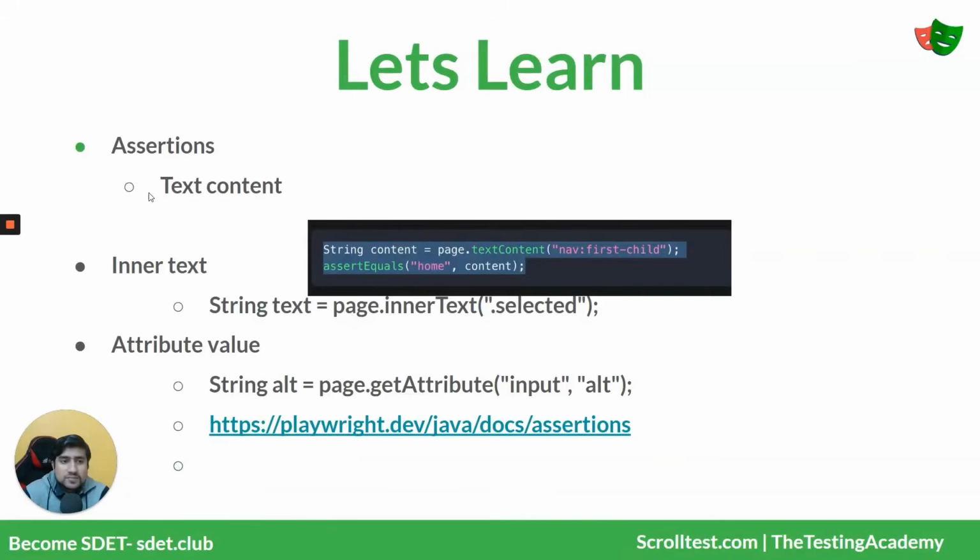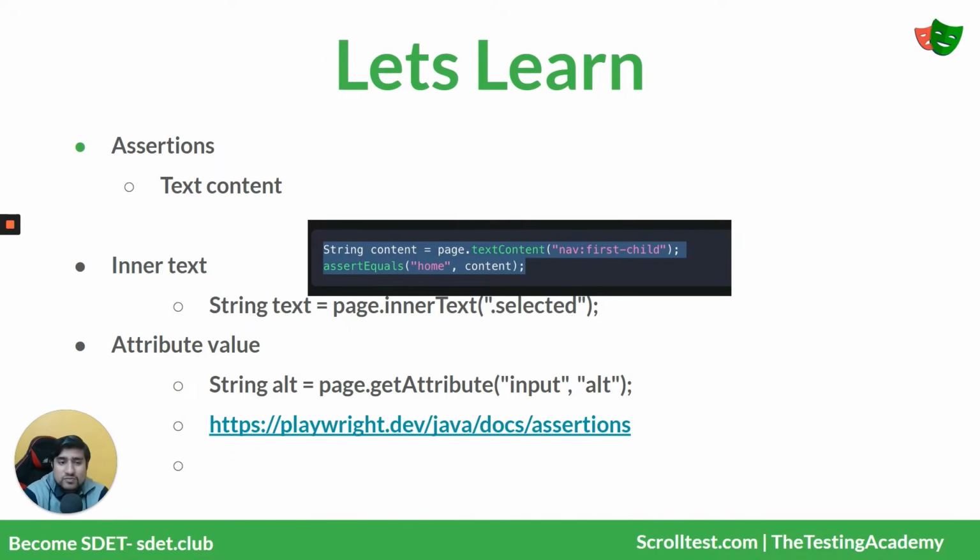Okay, so let's learn. The first one is assertion. I think assertion you guys have already seen, right? Most of the assertions you can leverage the TestNG assertion by default. If you are comfortable with JUnit assertion also, you can directly use it in the program of Playwright, right?